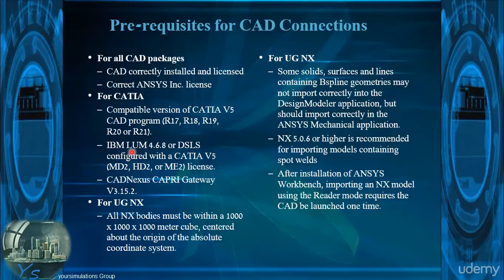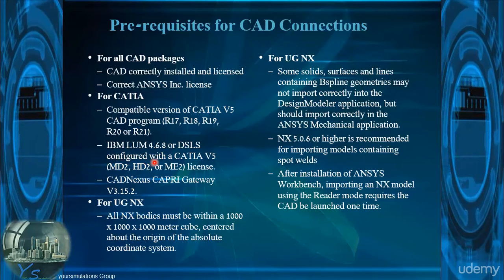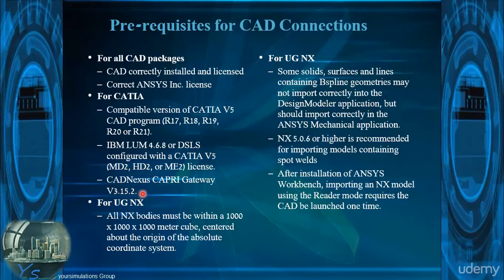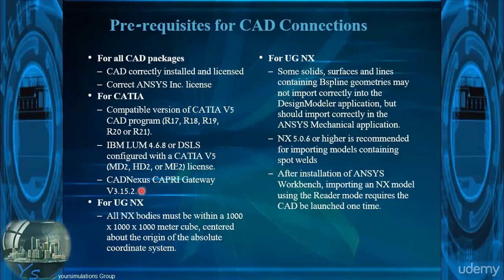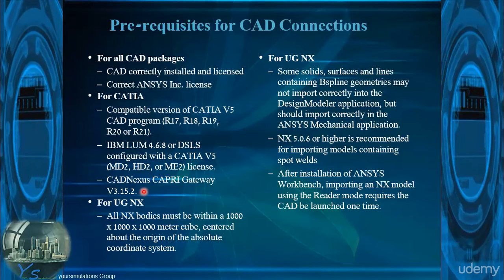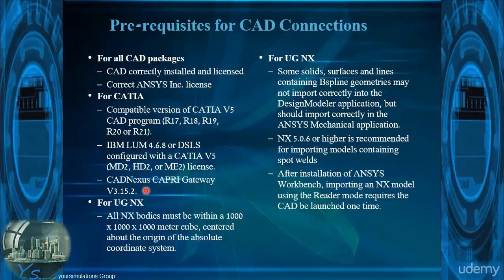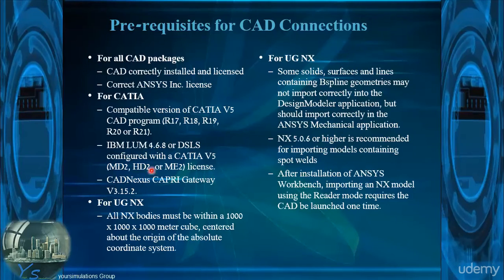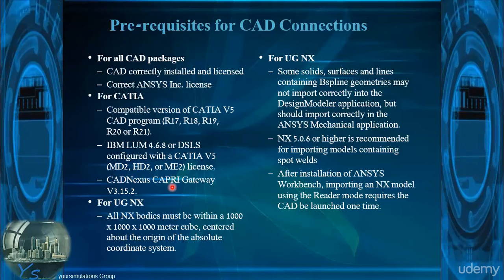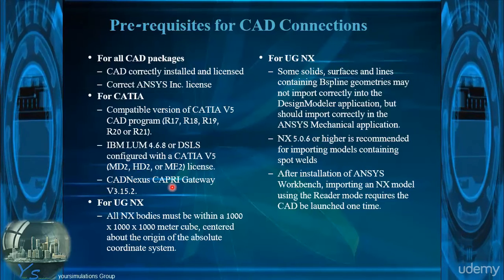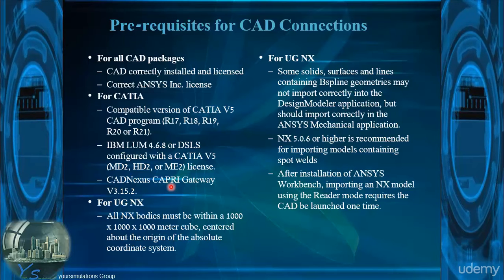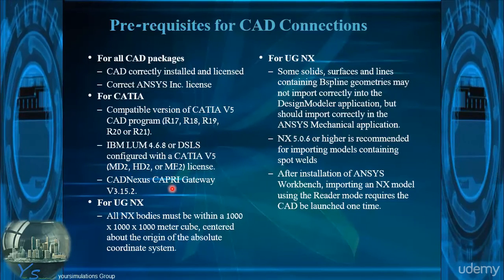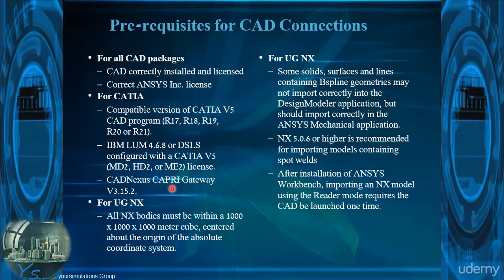IBM LUM or DSLS configured with the CATIA V5 license, and we also need the CAD Nexus Capri Gateway, which is the associative two-way interface that sits between Design Modeler and the upstream CATIA interface. And that of course needs to be licensed as well as installed. So that gives you an example of some of the prerequisites. But I'd recommend going and looking in the documentation to view and understand the full prerequisite list for your particular CAD system.